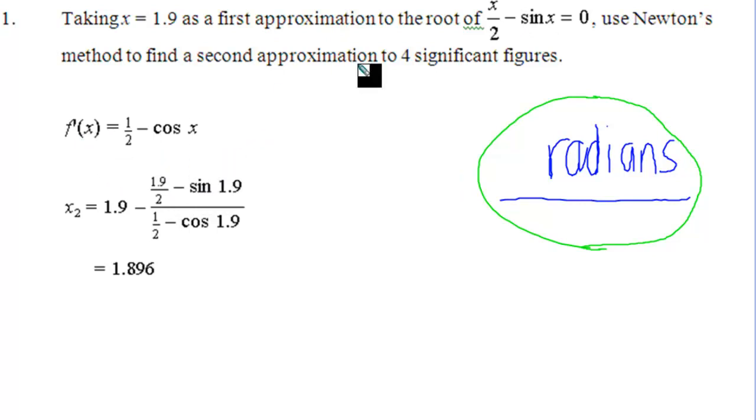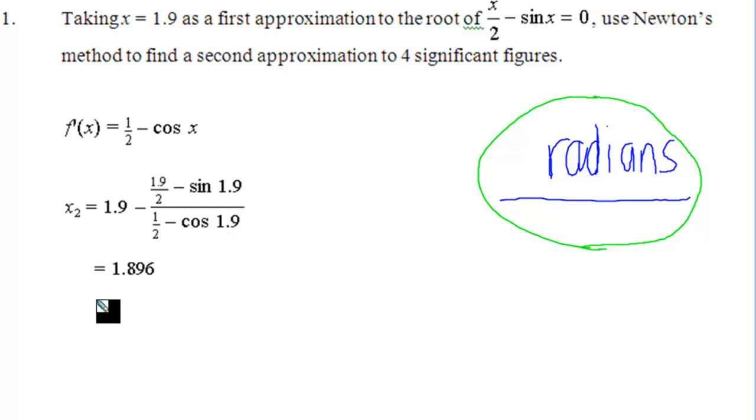So we need to get the derivative of this function. x on 2 minus sine x becomes a half minus cos of x. So taking the 1.9 minus the 1.9 on 2, because we sub it into the function, minus sine of 1.9, all over the derivative of the function. When x is equal to 1.9, we get a half minus cos of 1.9.